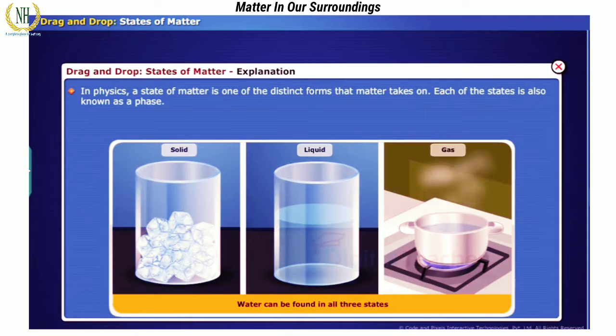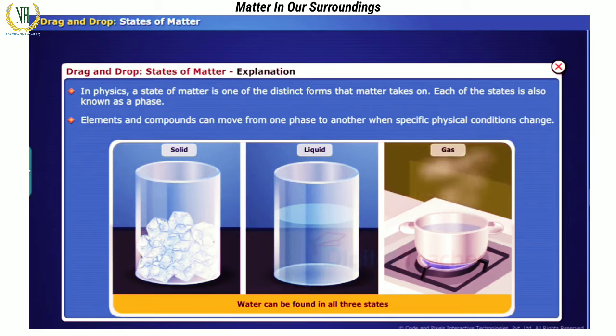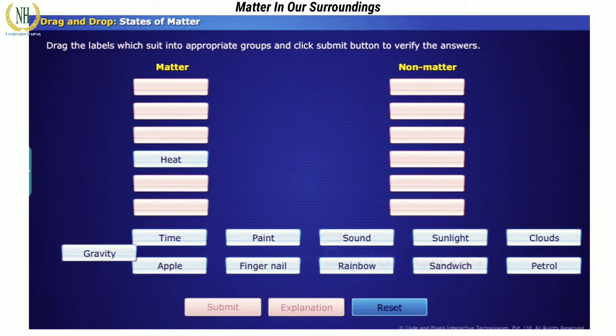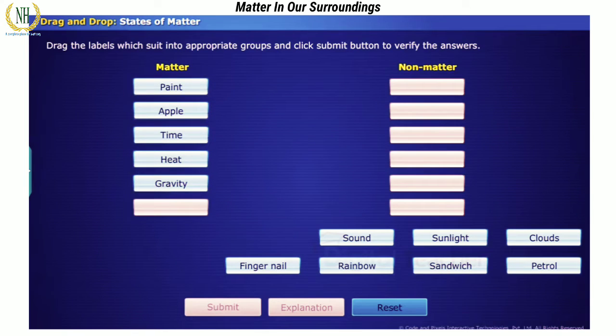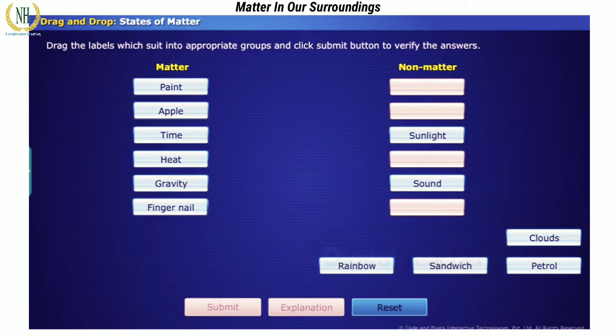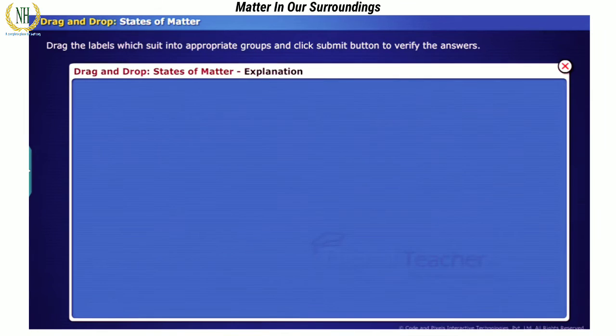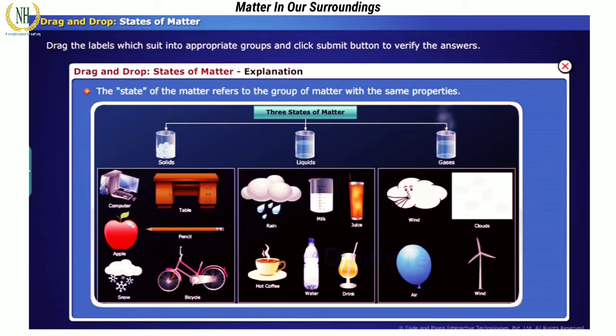In physics, a state of matter is one of the distinct forms that matter takes on. Each of the states is also known as a phase. Elements and compounds can move from one phase to another when specific physical conditions change. Drag the labels which suit into appropriate groups and click Submit button to verify the answers. The state of the matter refers to the group of matter with the same properties.